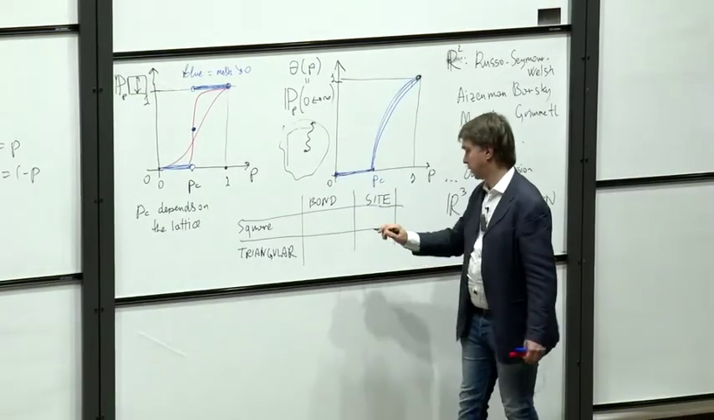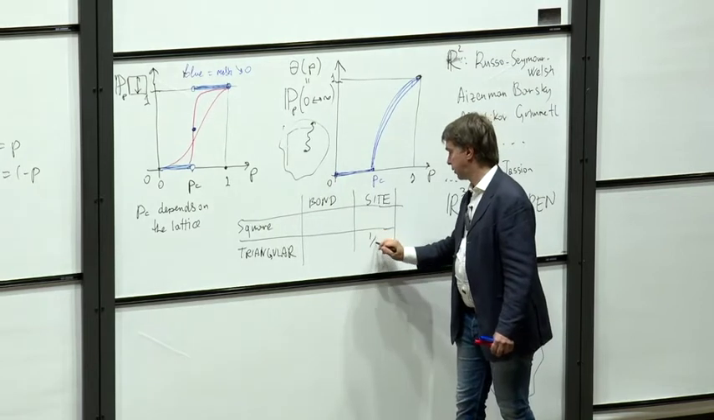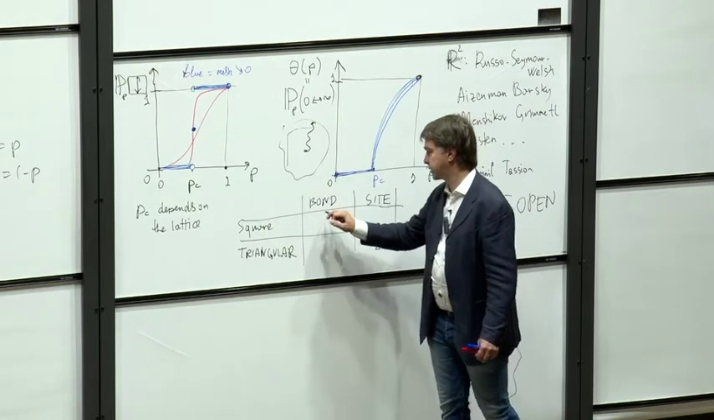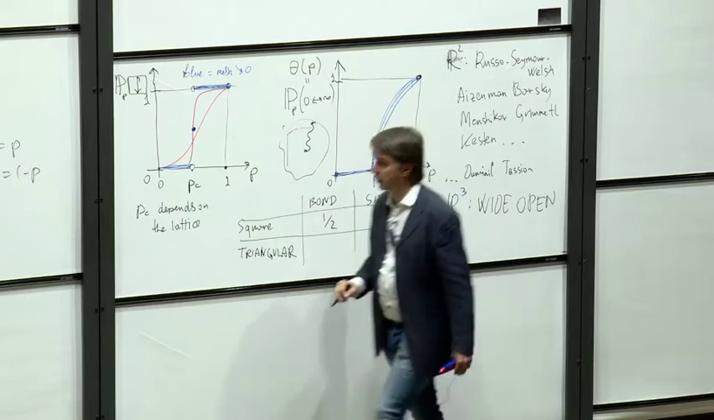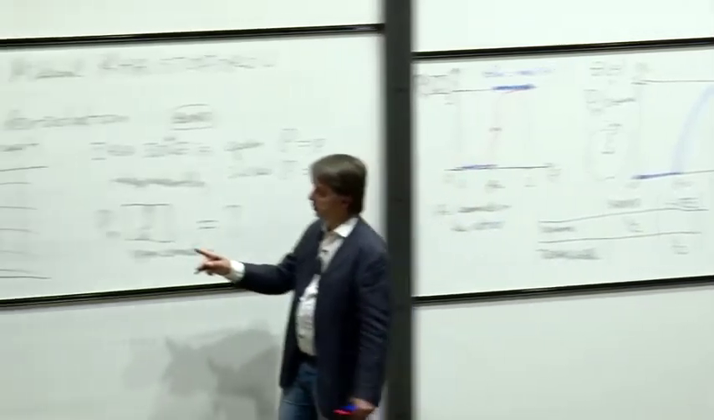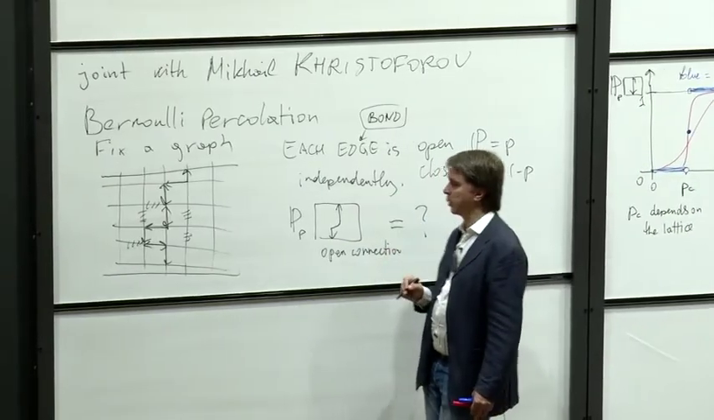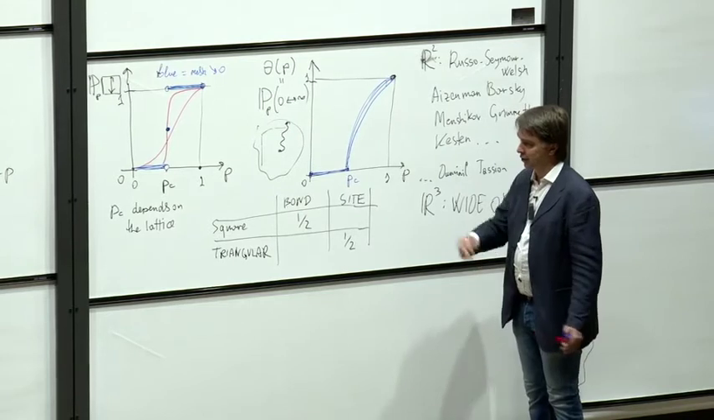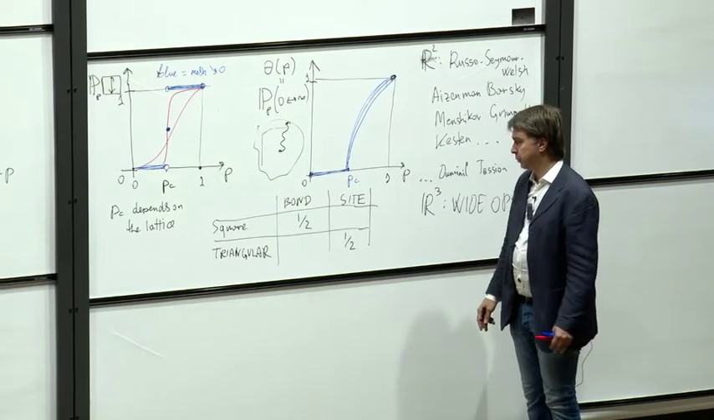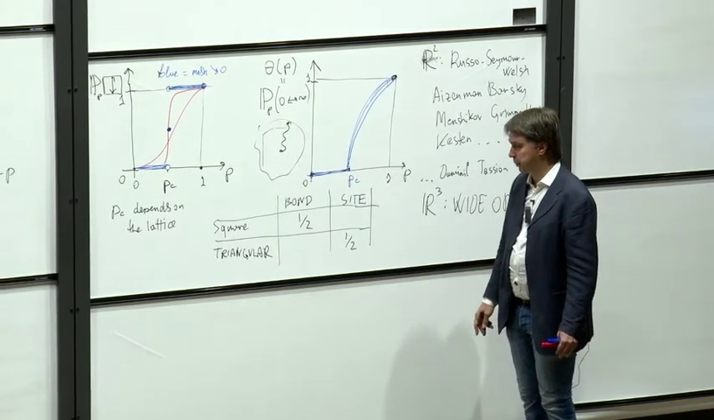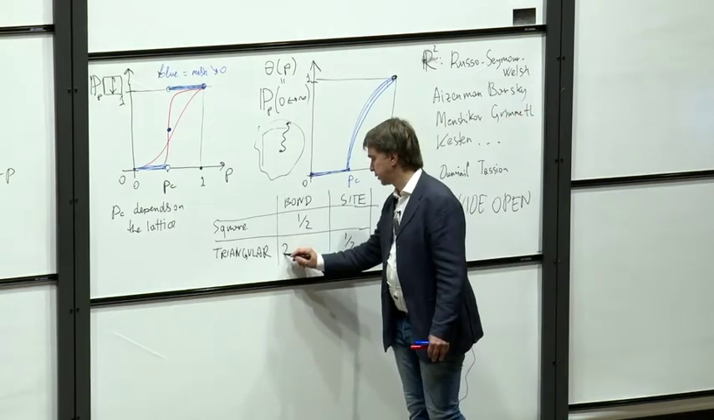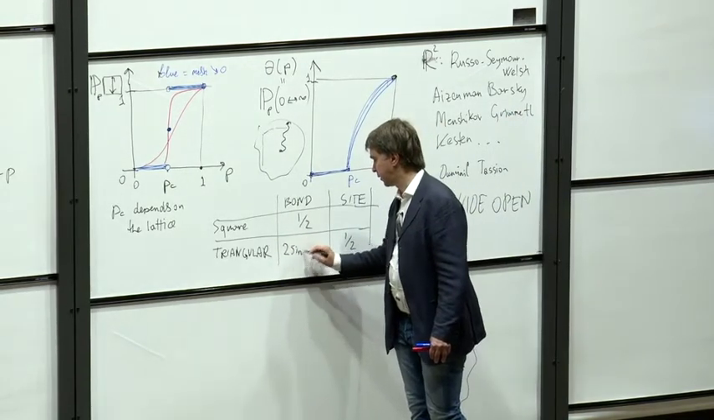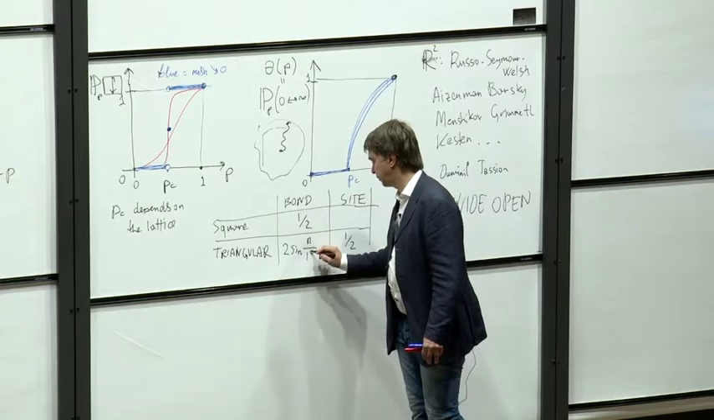So pc, for example, is equal to 1/2 when you do site percolation on the triangular lattice and bond percolation on the square lattice. We'll see in a second why it is 1/2 for a different model; we'll see it for this one. But it's some sort of duality between the model and the model on a dual lattice. Now, if you take bond percolation on the triangular lattice, then it's twice sine of pi over 18.